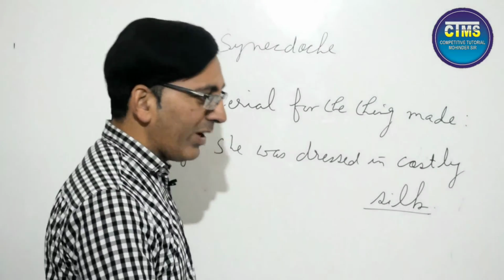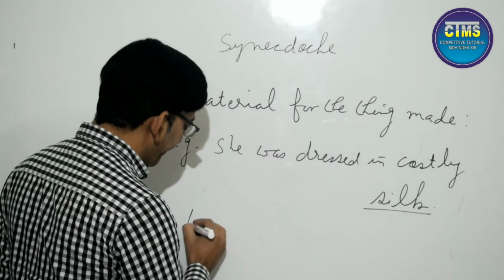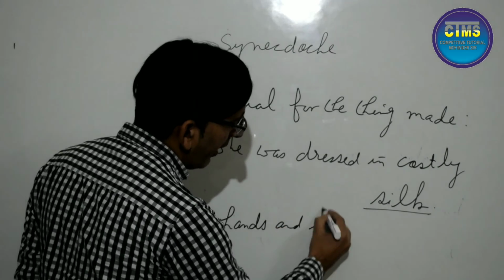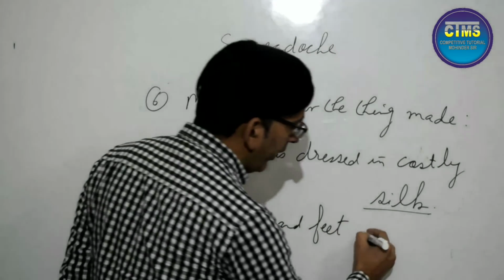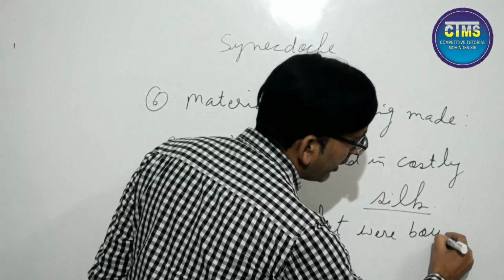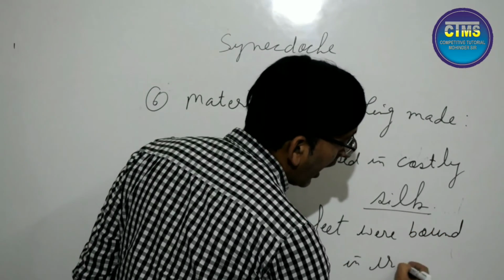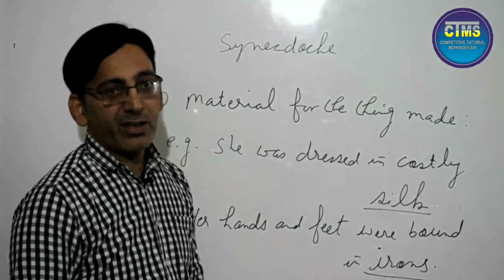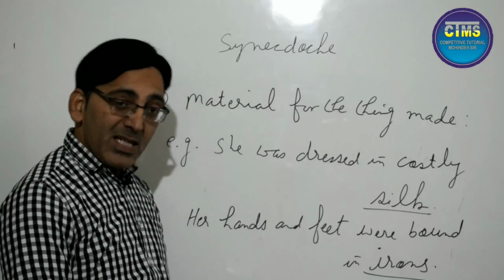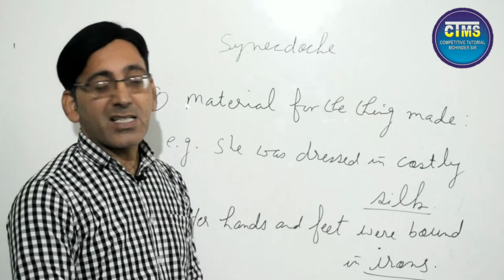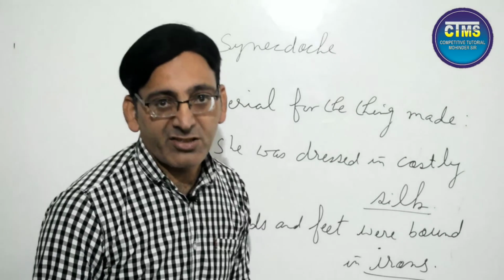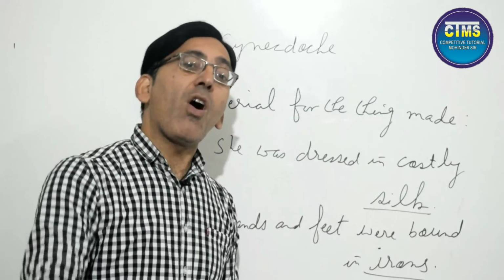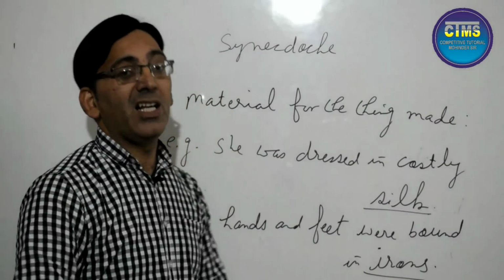I want to give you one more example of this variety. For example, her hands and feet were bound in irons. So where is Synecdoche? Synecdoche is in iron here. So what is the meaning of this sentence? The meaning of this sentence is that her hands and feet were bound in fetters. So instead of using fetters, which are made of iron, we are using the material iron.